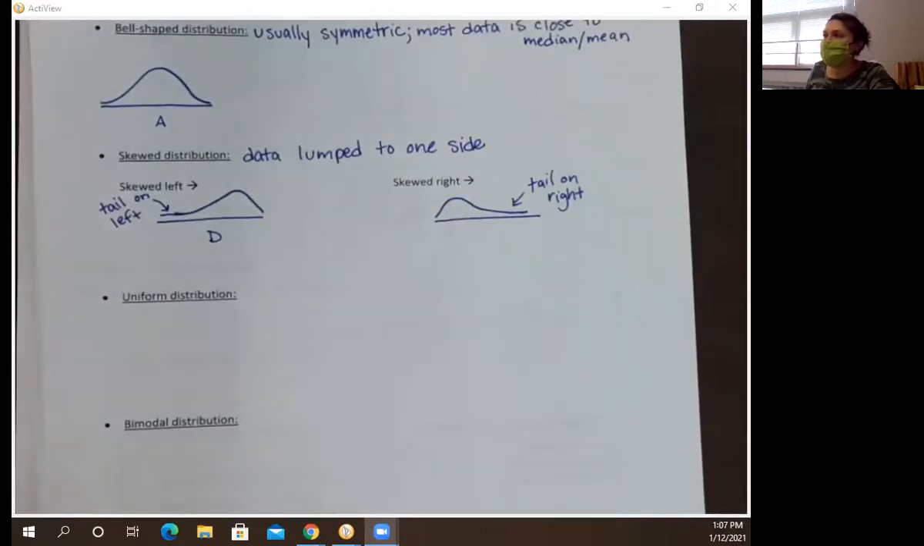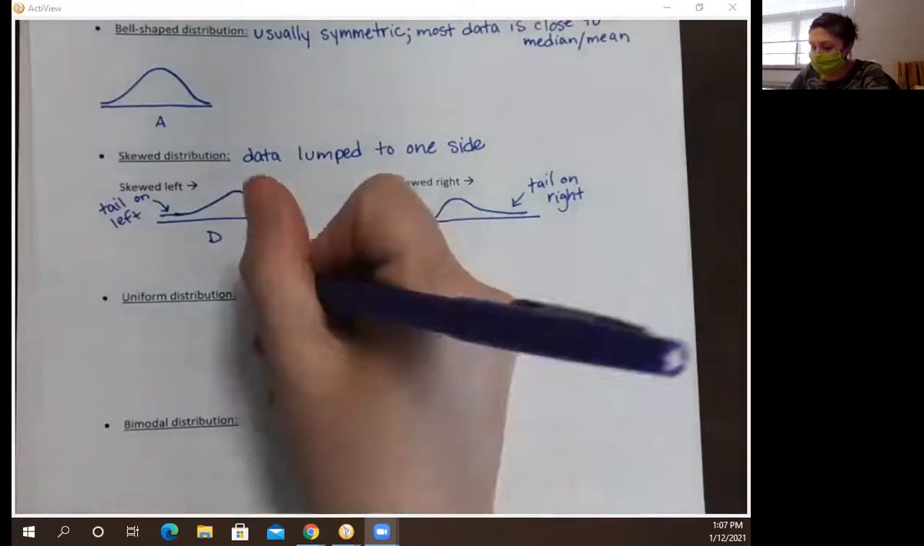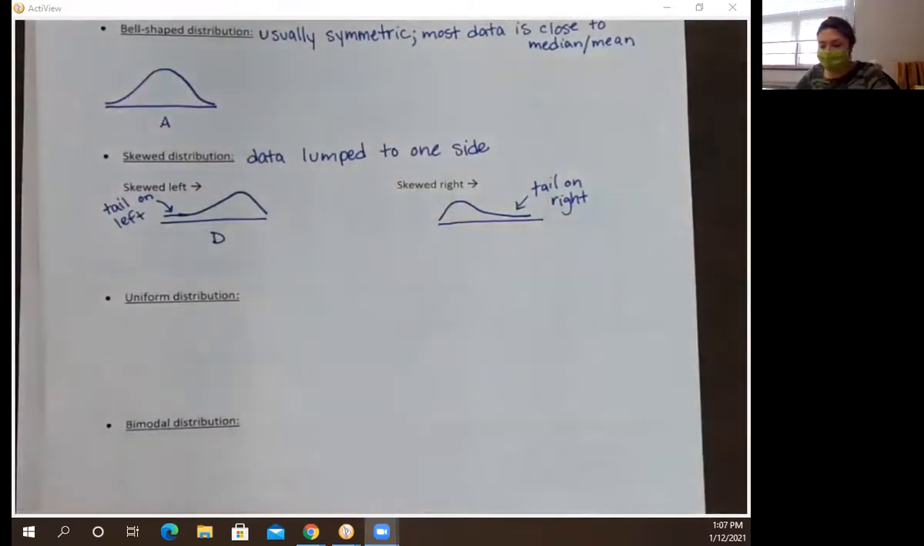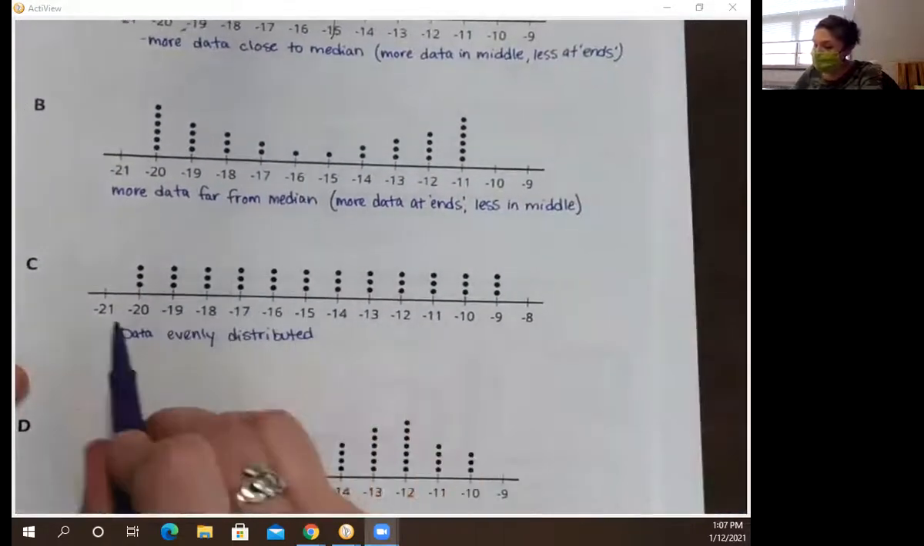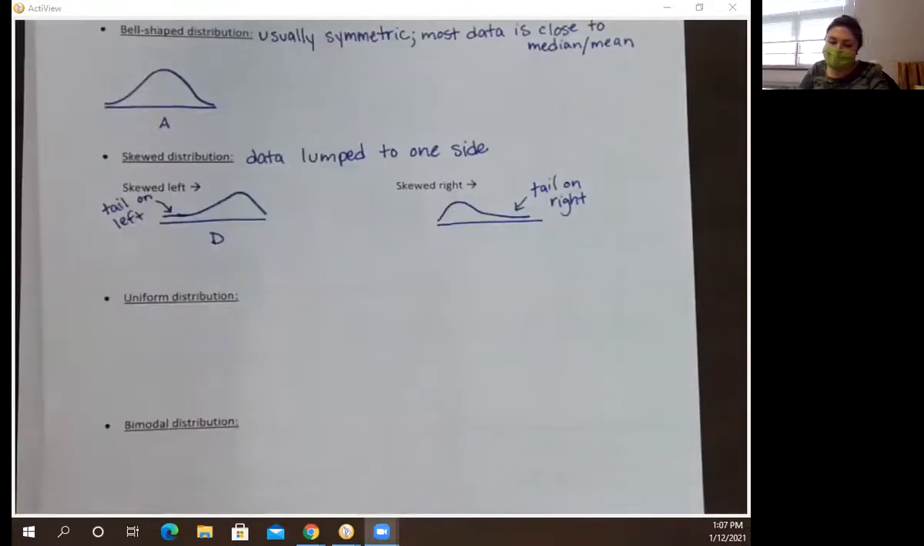For a uniform distribution, what that means is that my data points are uniformly spread throughout all the values that I could have. So that looks like C, right, where we're evenly distributed.